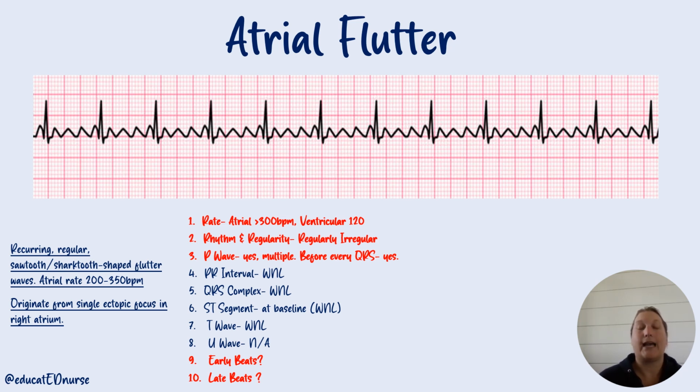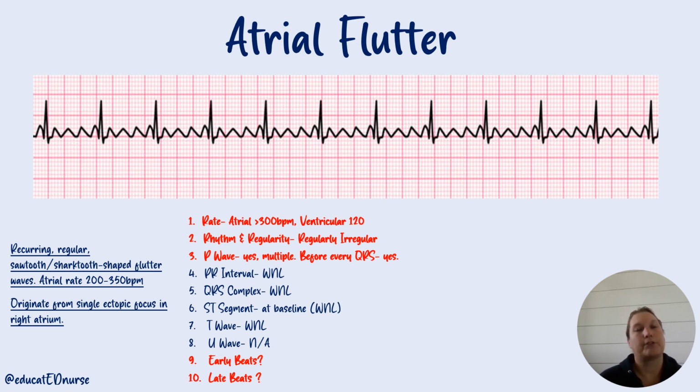Are there P waves? Yes, there's actually multiple, and there is one before every QRS. So sometimes you'll see like a 3-to-1 flutter, meaning there's 3 P waves to every 1 QRS. A 2-to-1, a 4-to-1, okay? So there is regularity to the irregularity. Your PR interval should be normal. Your QRS complex should be normal. The ST segment will be at baseline. There will be a T wave. There shouldn't be a U wave. There are early beats, but there should not be any late beats.